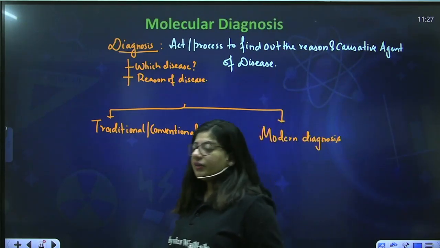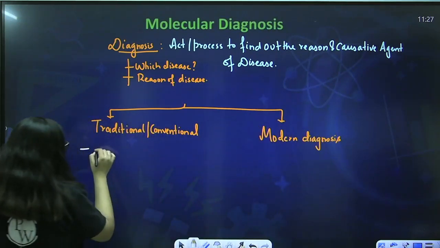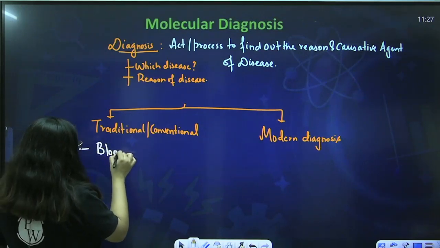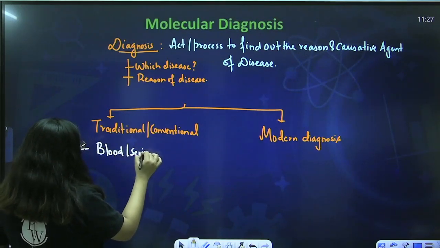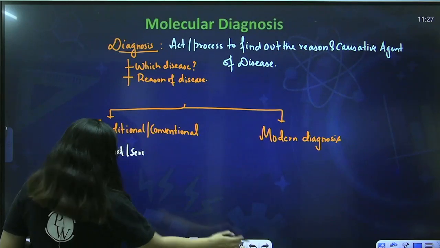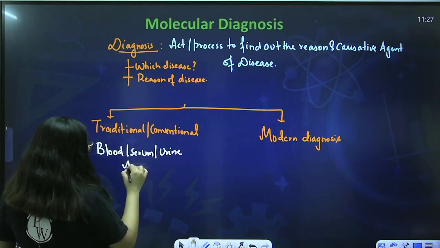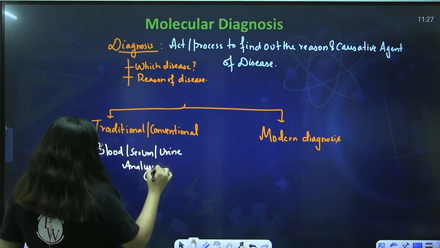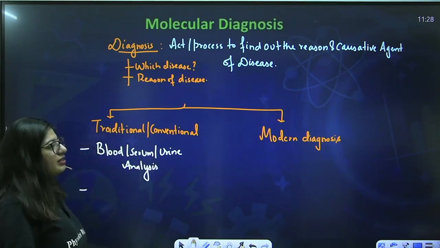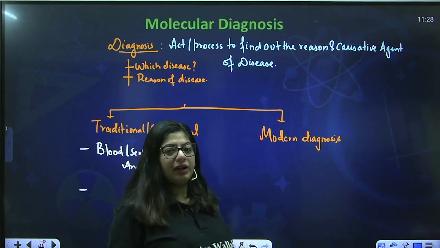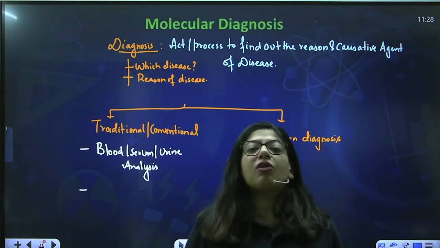In these methods, basically we take blood or serum or urine, and then we analyze it, but these methods are always applied whenever you start getting the symptoms of a disease.